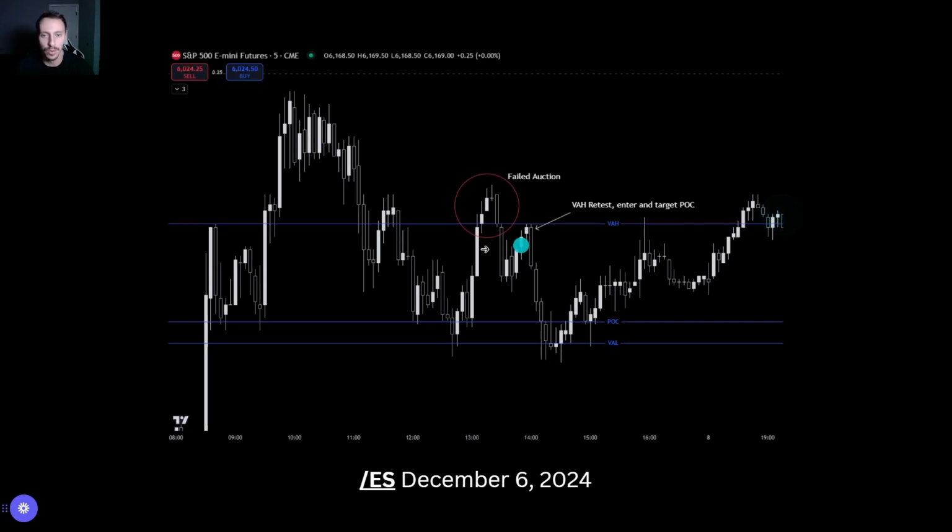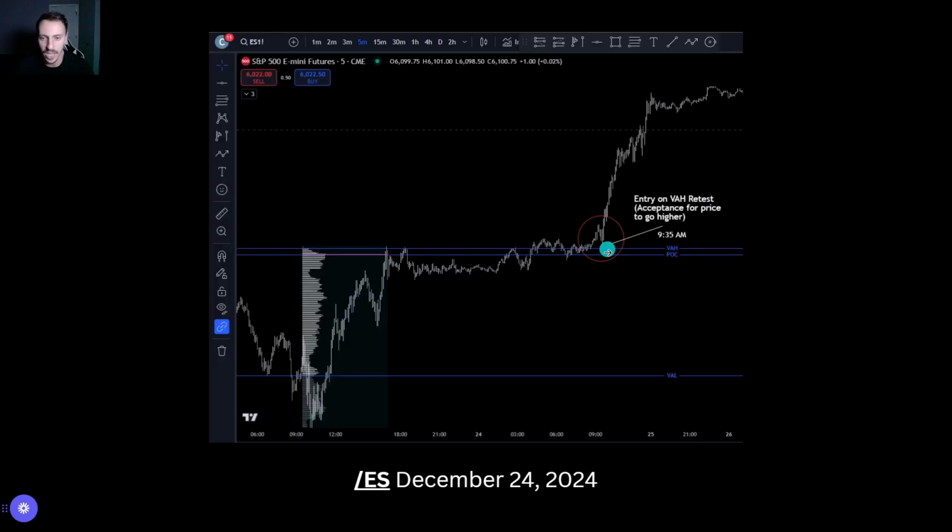So that's one example. We have an example here. We have two failed auctions at the value high. This second failed auction, we get a nice retest of this value high. You could have gotten in there, targeting point of control, value low. So just showing y'all examples here. Here's a good example right here. Value high, point of control.